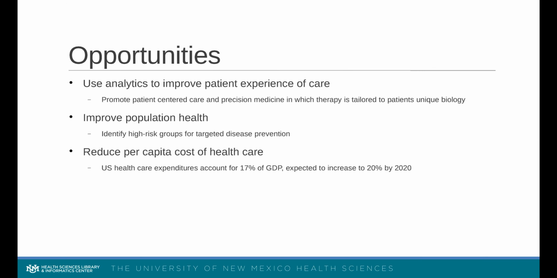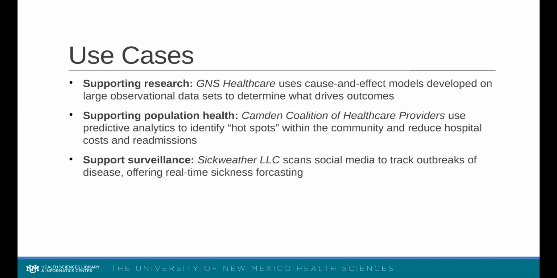In general, most applications of big data analytics in healthcare can be organized into one of 3 categories: the use of analytics to improve quality and patient experience of care, analytics to improve population health, and finally, analytics to reduce the cost of healthcare, which accounts for approximately 17% of the U.S. GDP. Additional use cases include using analytics to support research. For example, GNS Healthcare uses cause and effect models derived from large observational data sets to determine drivers of patient outcomes.